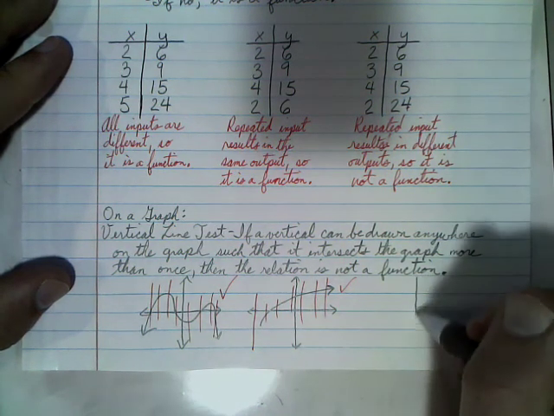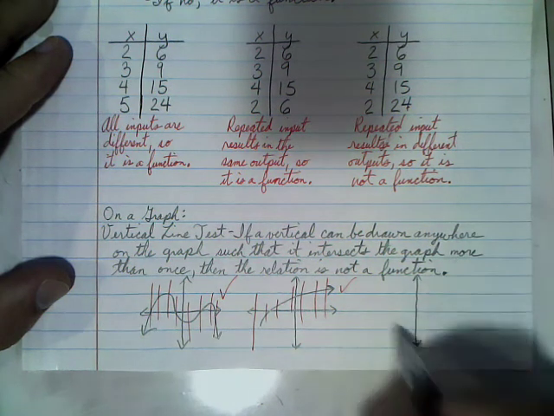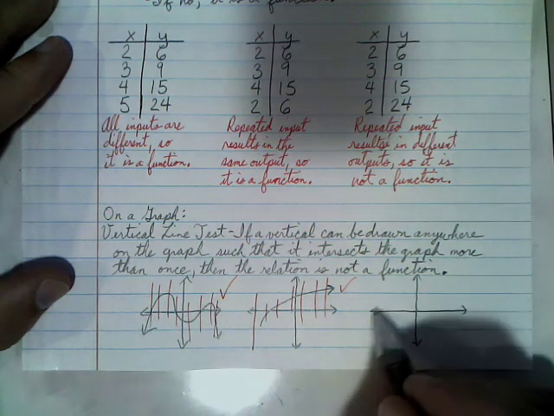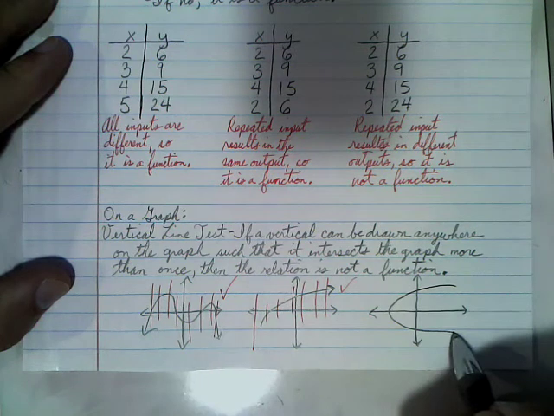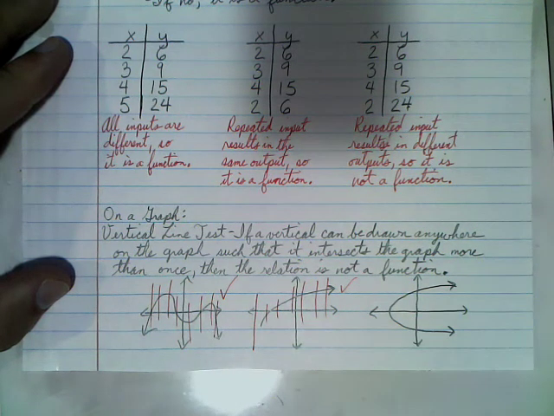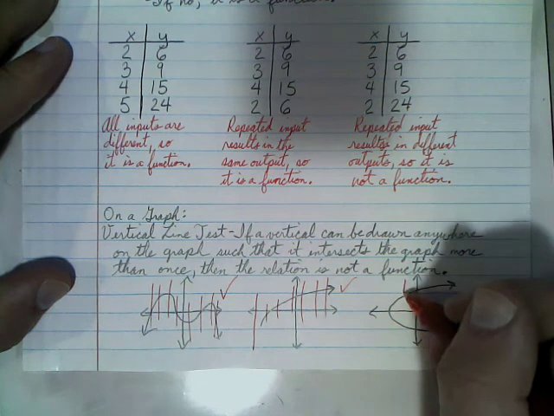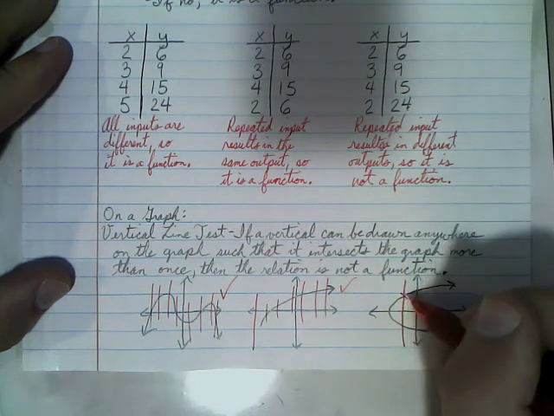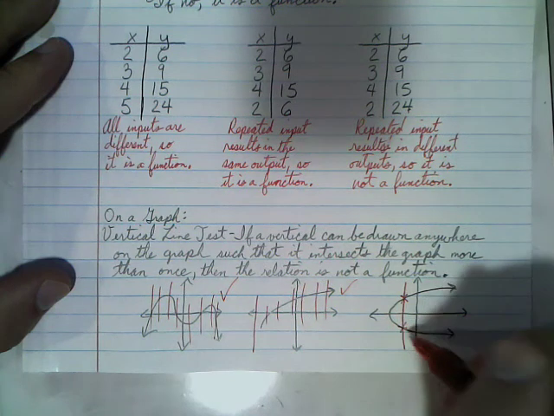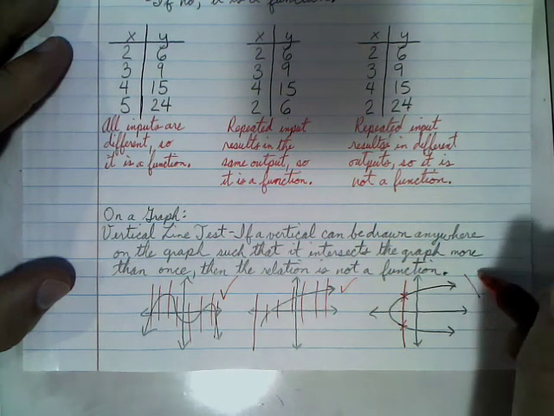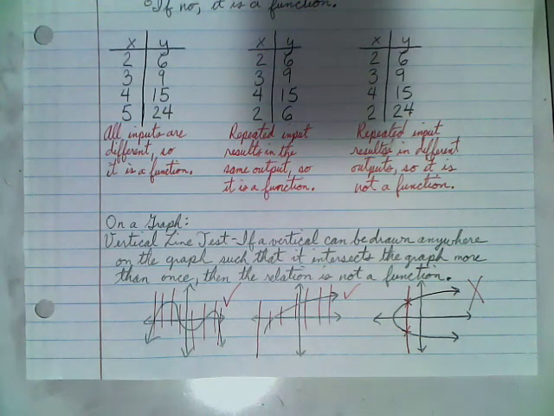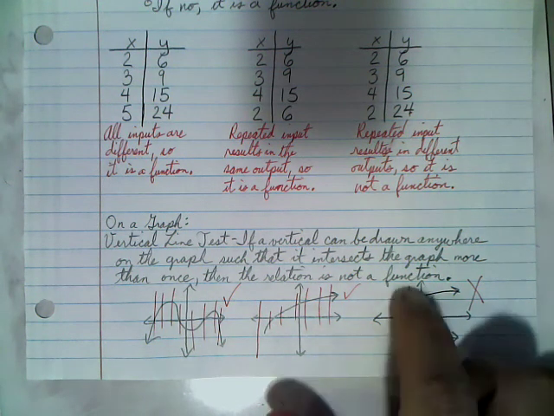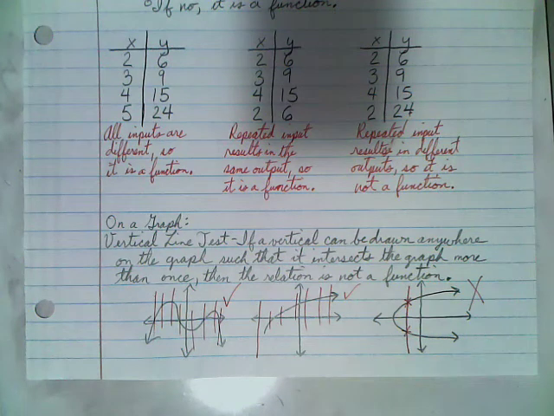If we consider one more graph here, let's say this time we have a graph that looks like that. If I send a vertical line through here, it hits there and it hits there. This would not be a function because a vertical line can be drawn. It just takes one to eliminate that as a function. That is a vertical line that hits the graph more than once, not a function.